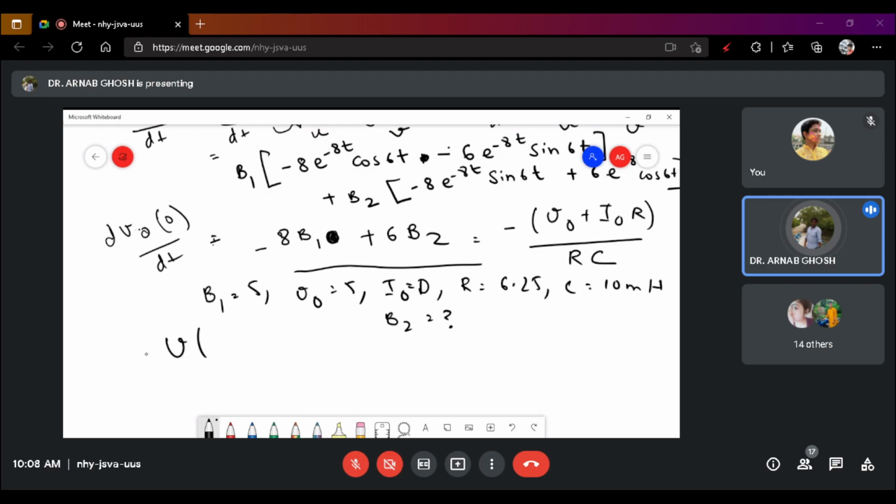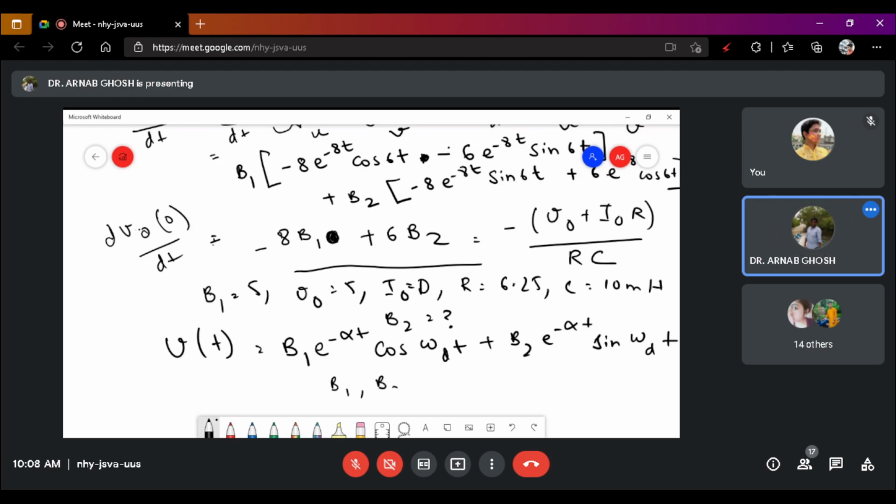So your v(t) final will be b1 e to the power minus alpha t cos omega d t plus b2 e to the power minus alpha t sine omega d t. So here put the values of b1, b2, alpha and omega d. We will get the expression of v(t). This is the condition for the underdamped condition.